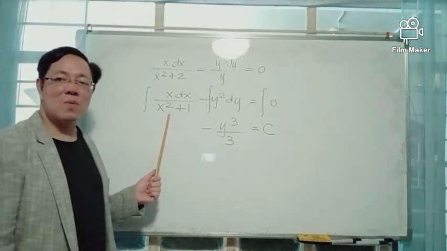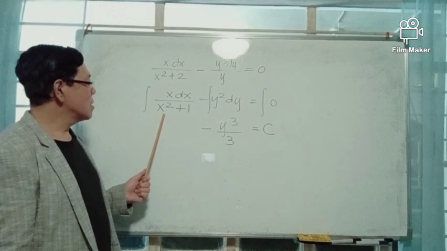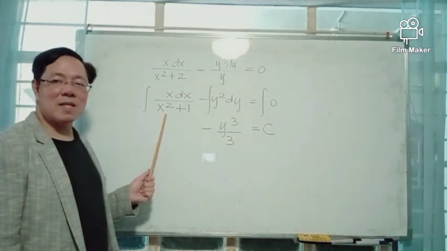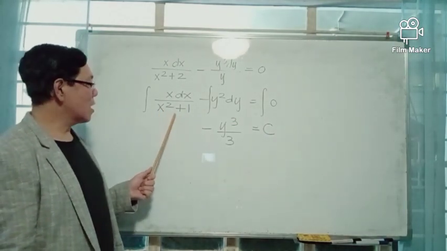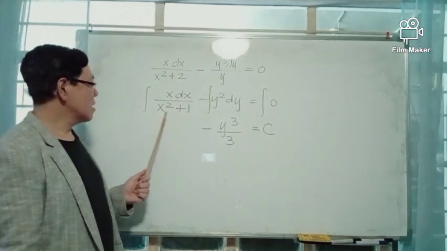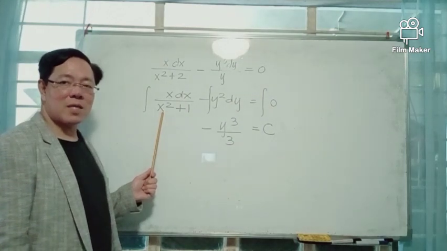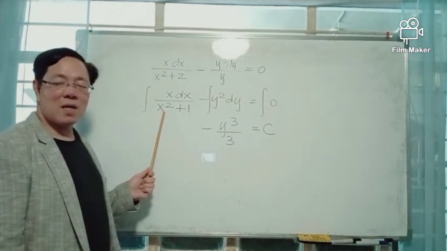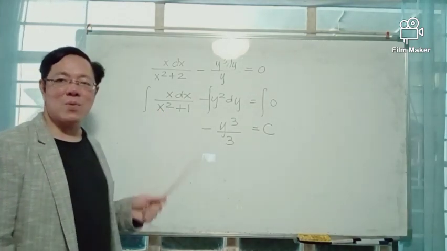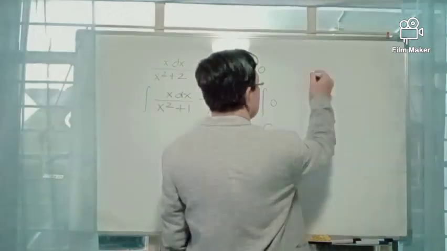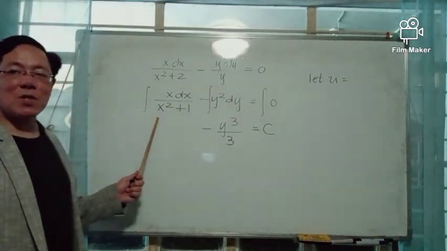For the first term, we apply simple algebraic substitution. By inspection, you can see that the derivative of x squared plus 2 is 2x dx, and we have x dx in the numerator. So to simplify the first integral, we can use algebraic substitution and have a change of variable. We let u equal the denominator, x squared plus 2.